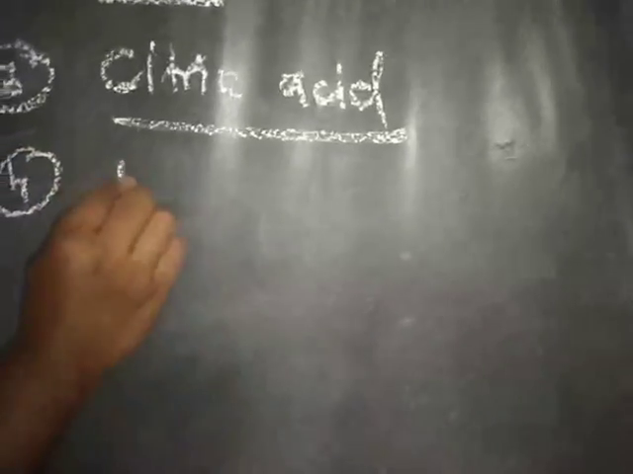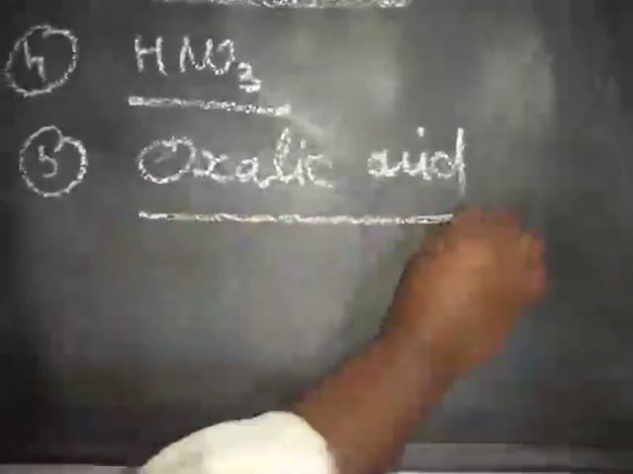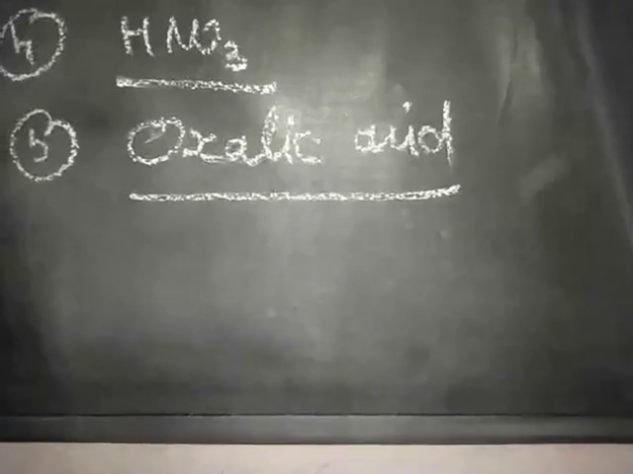Fourth one, nitric acid, HNO3. With the help of nitric acid we can prepare fertilizers, dyes, paints and drugs. Next one, oxalic acid. Oxalic acid is used to clean iron and manganese deposits from quartz crystals.